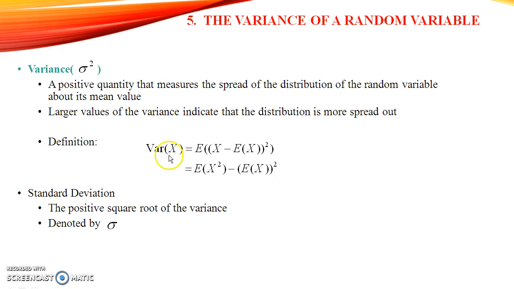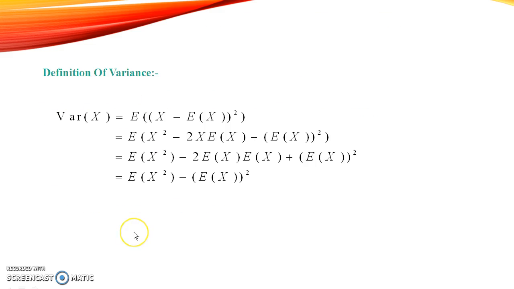The definition of variance is given by Var(X) = E[(X − E(X))²], that is, E(X²) − [E(X)]². The standard deviation, denoted by sigma, is the positive square root of the variance. The definition of variance is derived as follows: Var(X) = E[(X − E(X))²], from which we get E(X²) − [E(X)]².